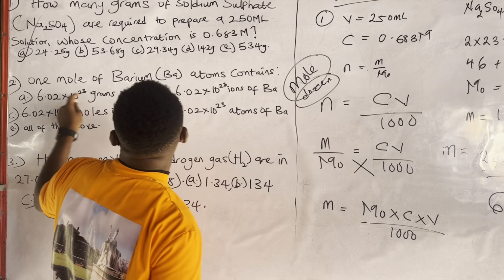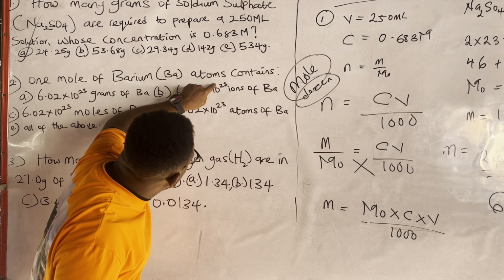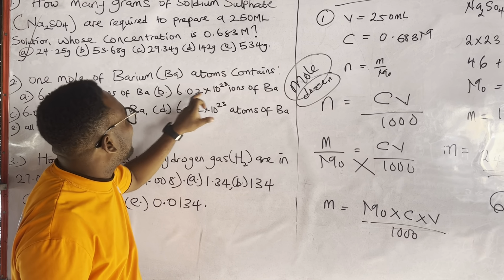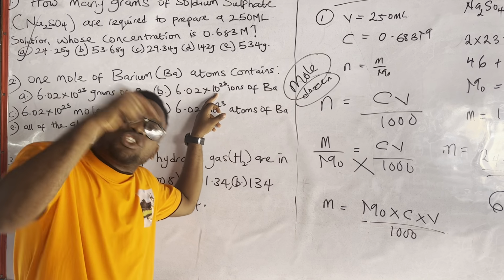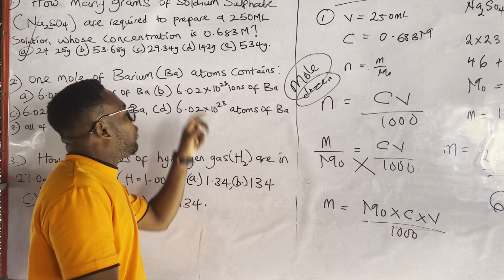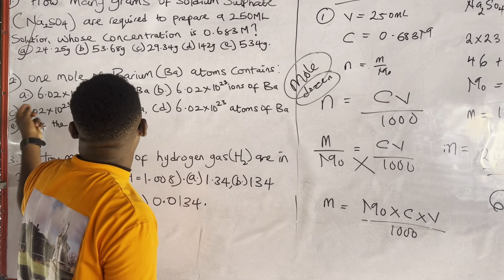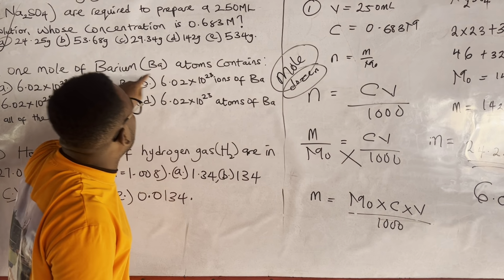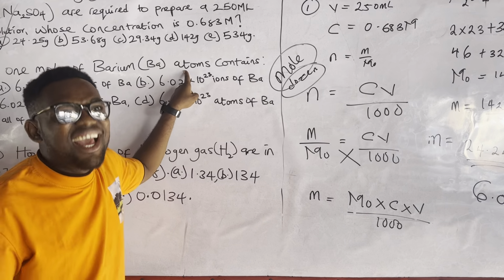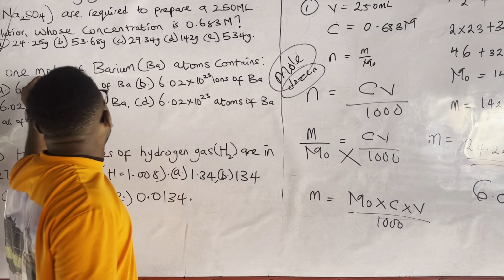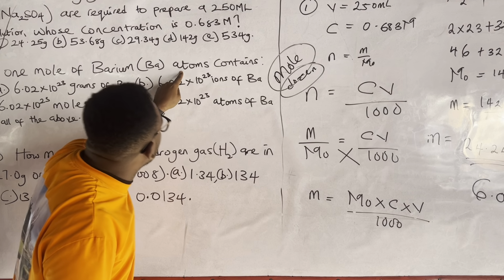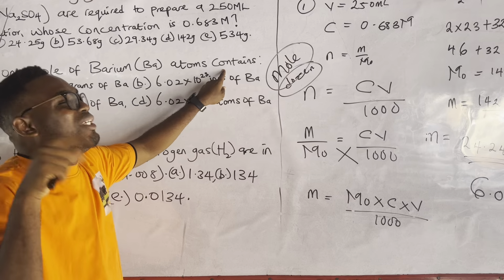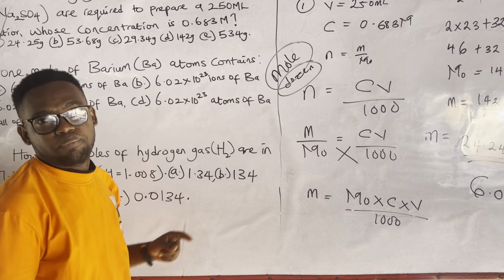Pay attention to that statement. 1 mole of barium atoms contains 6.023 times 10 to the power 23 atoms of barium. So atoms to atoms. Had the question said 1 mole of barium molecule, our answer would have been: 1 mole of barium molecule contains 6.02 times 10 to the power 23 molecules of barium.